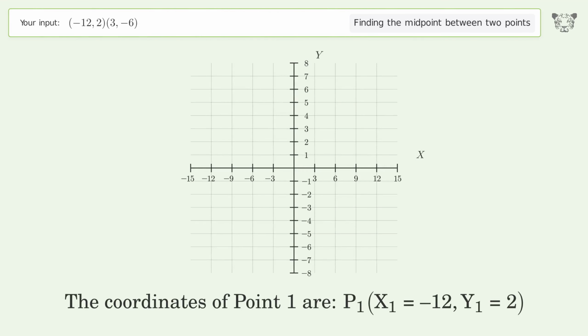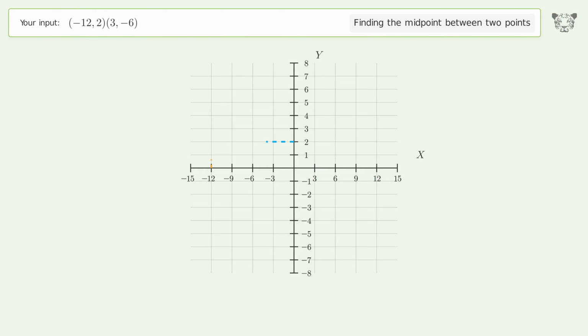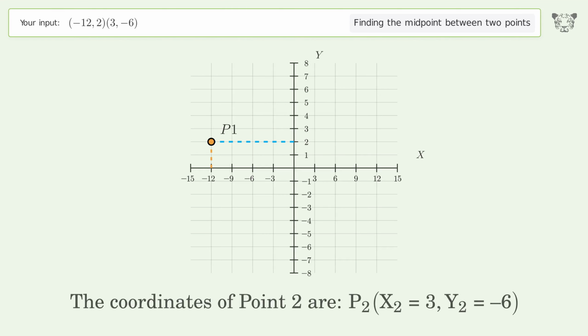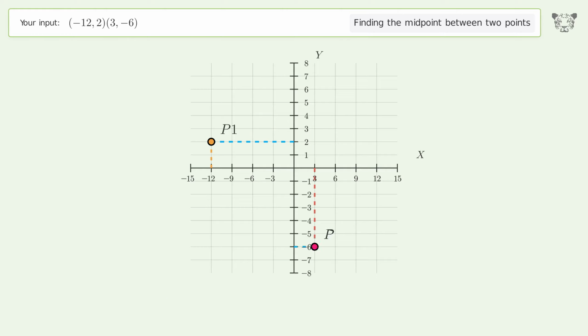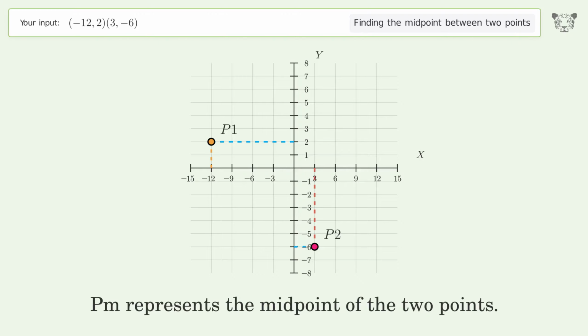The coordinates of point 1 are, x1 equals -12, y1 equals 2. The coordinates of point 2 are, x2 equals 3, y2 equals -6. PM represents the midpoint of the 2 points.